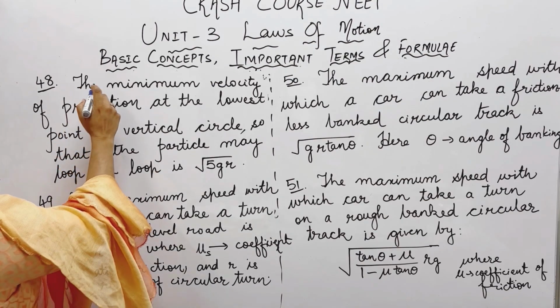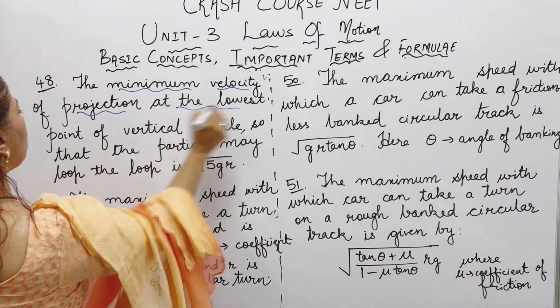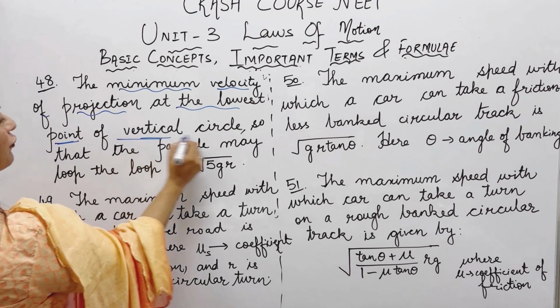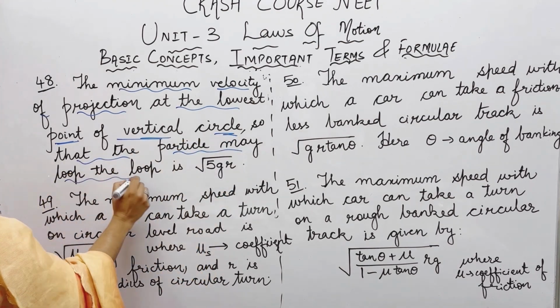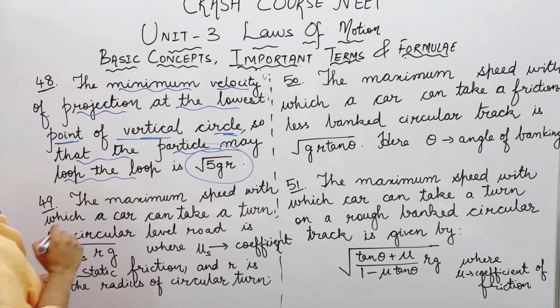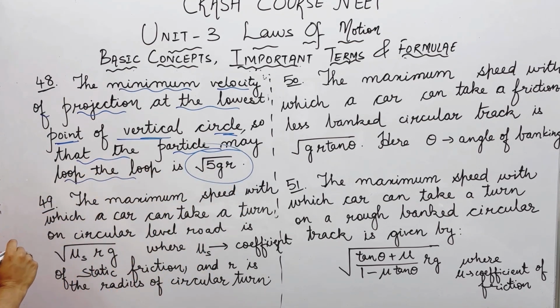The next point is about the minimum velocity of projection at the lowest point of the vertical circle so that the particle may loop the loop, which is given by under root 5 g r. G is the acceleration due to gravity and r is the radius of the circle.